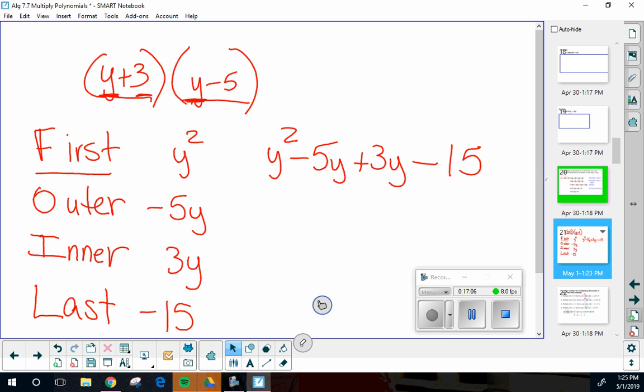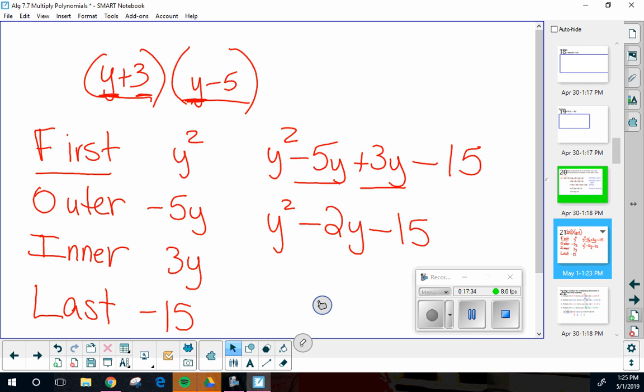And then the last thing we do, what do you think the last thing we do is? Yes, we combine the like terms. So we've got a negative 5y and a positive 3y. What is that? Negative 2y. So our answer is going to be y squared minus 2y minus 15. That's how you multiply two binomials together using the FOIL method.